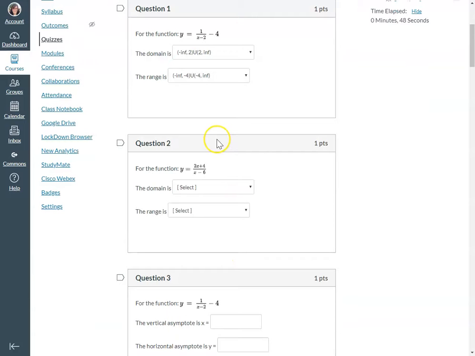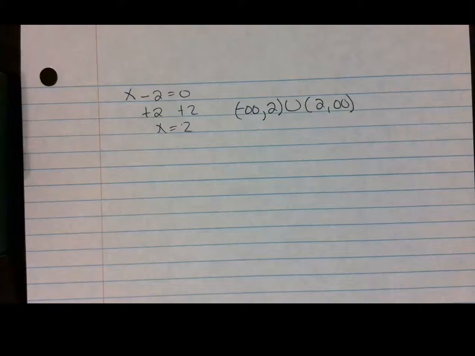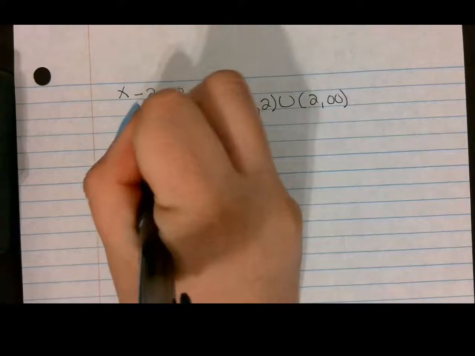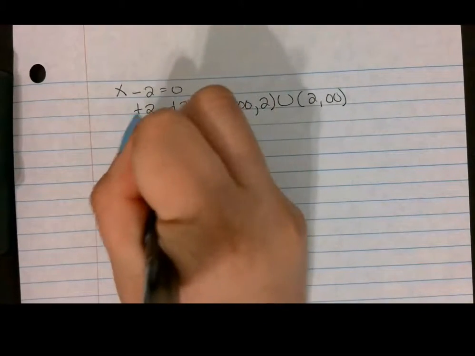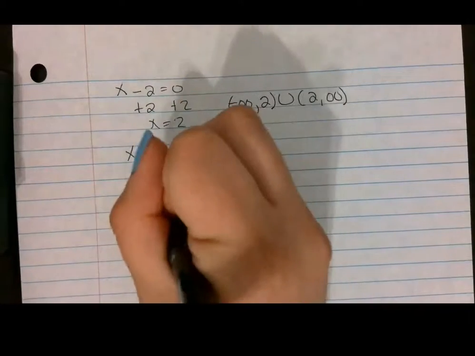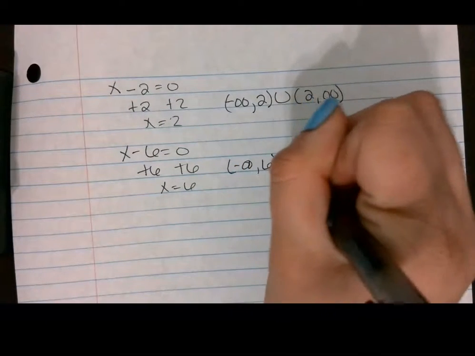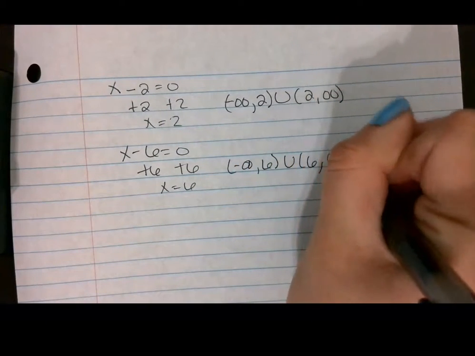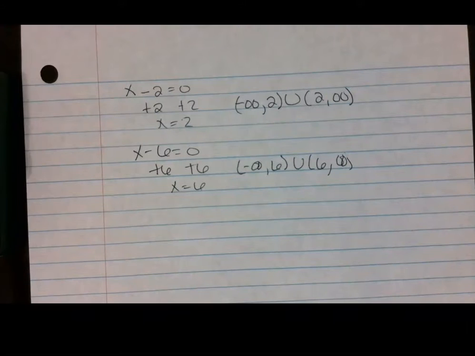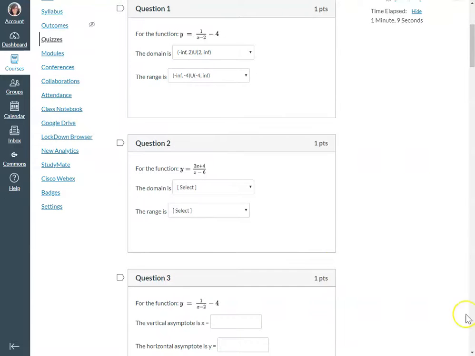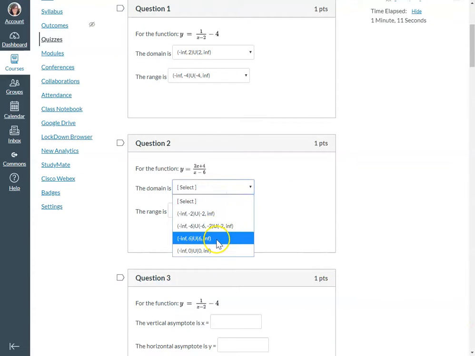Okay. On this one, we don't have a number at the end, but the domain works the same way. I'm going to take the denominator and set it equal to 0. So I have x minus 6 equals 0. I add 6 to both sides. I get x equals 6. So my domain here is negative infinity to 6, unioned with 6 to infinity. Then I'm going to go back to my quiz and pick that choice.